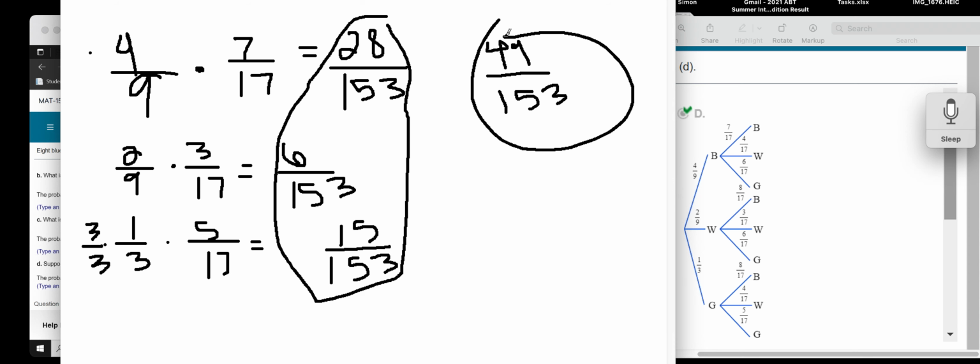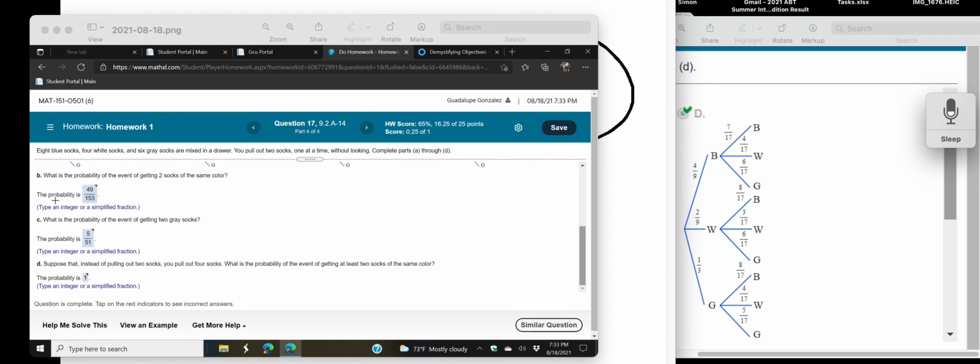So once you reduce it, think about what 49 is divisible by. It's divisible by 7, but 153 is not divisible by 7, so that might be the lowest fraction you can get there. Now, if I want to look at the probability of, see, it's not reducible. What is the probability of the event of getting 2 gray socks?